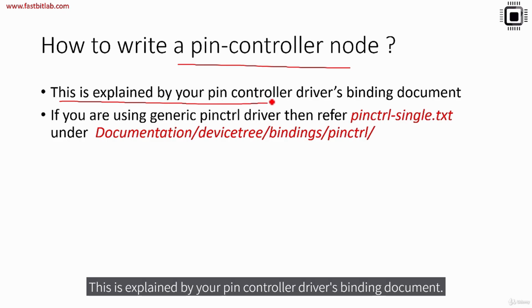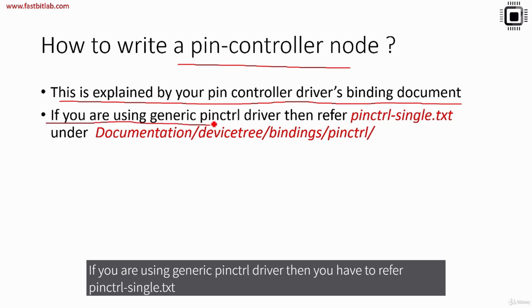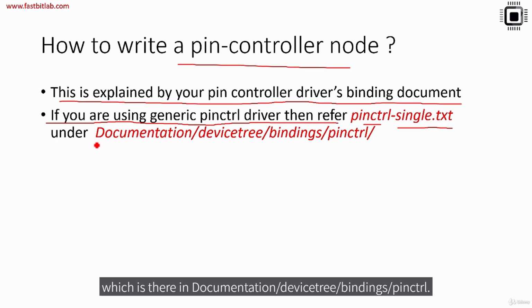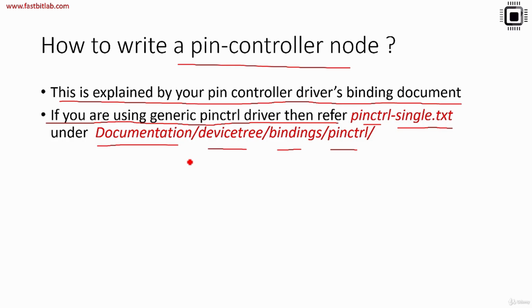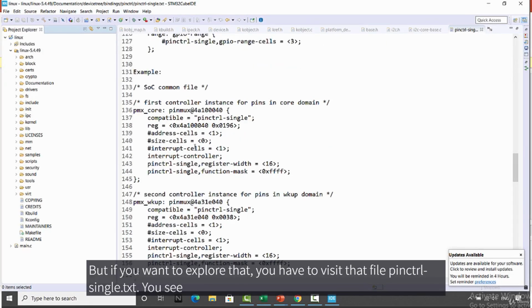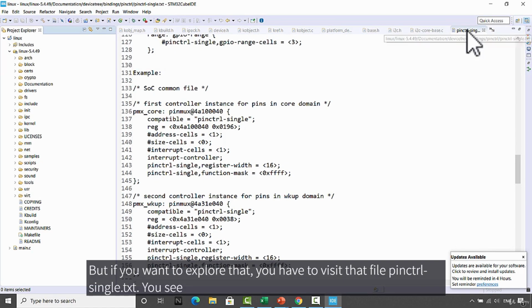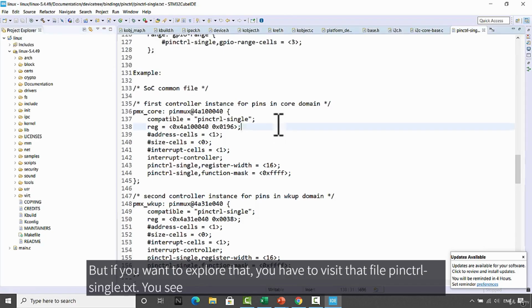This is explained by your pin controller driver's binding document. If you are using the generic pin controller driver, then you have to refer to pinctrl-single.txt, which is there in Documentation, devicetree, bindings, pinctrl. Basically, you don't write any pin controller node because, as I said, it is given by the higher level device tree inclusion file. But if you want to explore that, you have to visit that file, pinctrl-single.txt.